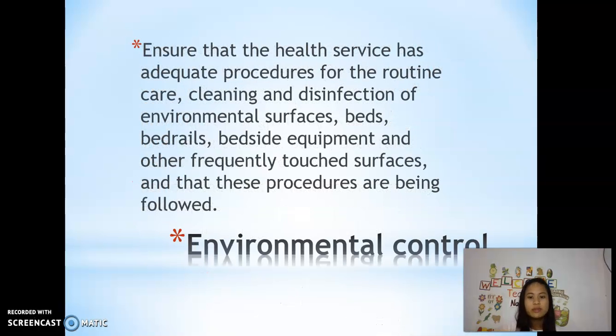Environmental control. Ensure that the health service has adequate procedures for the routine care, cleaning and disinfection of environmental surfaces, beds, bed rails, bedside equipment, and other frequently touched surfaces, and that these procedures are being followed.